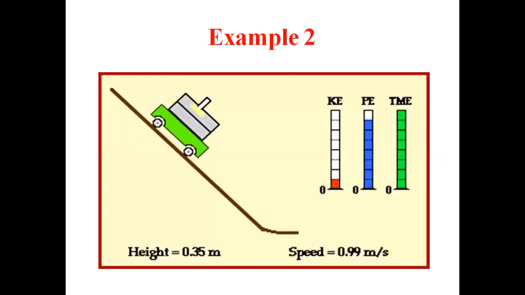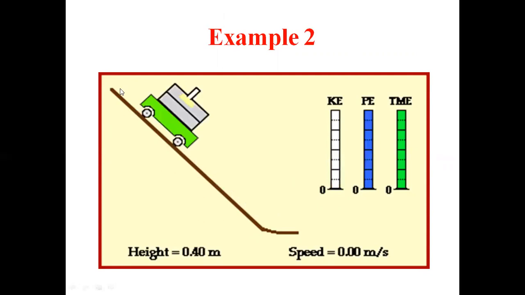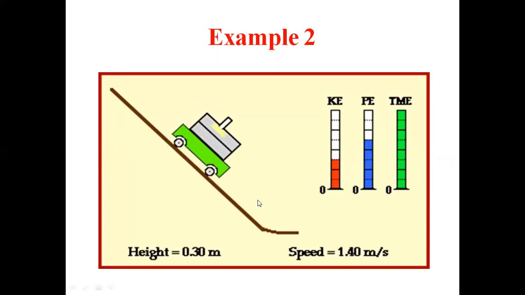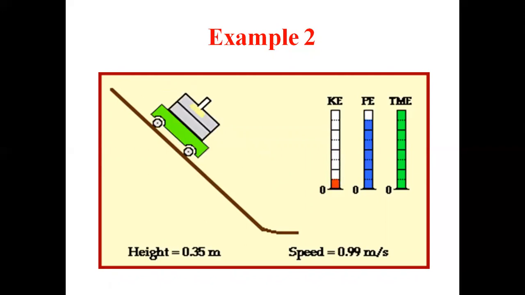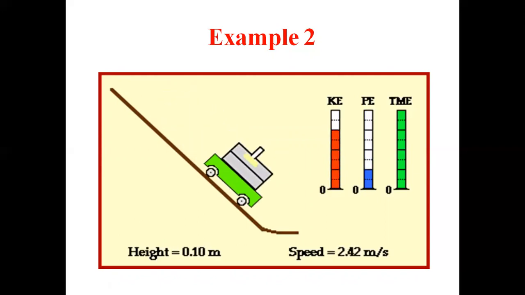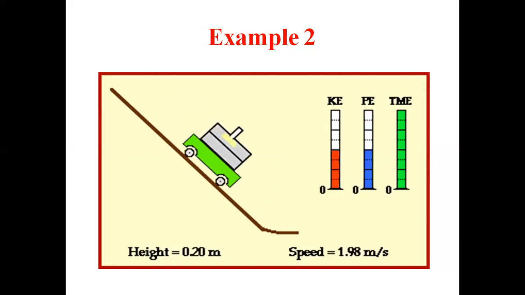Next, example number two. When an object moves from the highest point to the lowest point, potential energy decreases and kinetic energy increases. This is the best example for energy conversion.